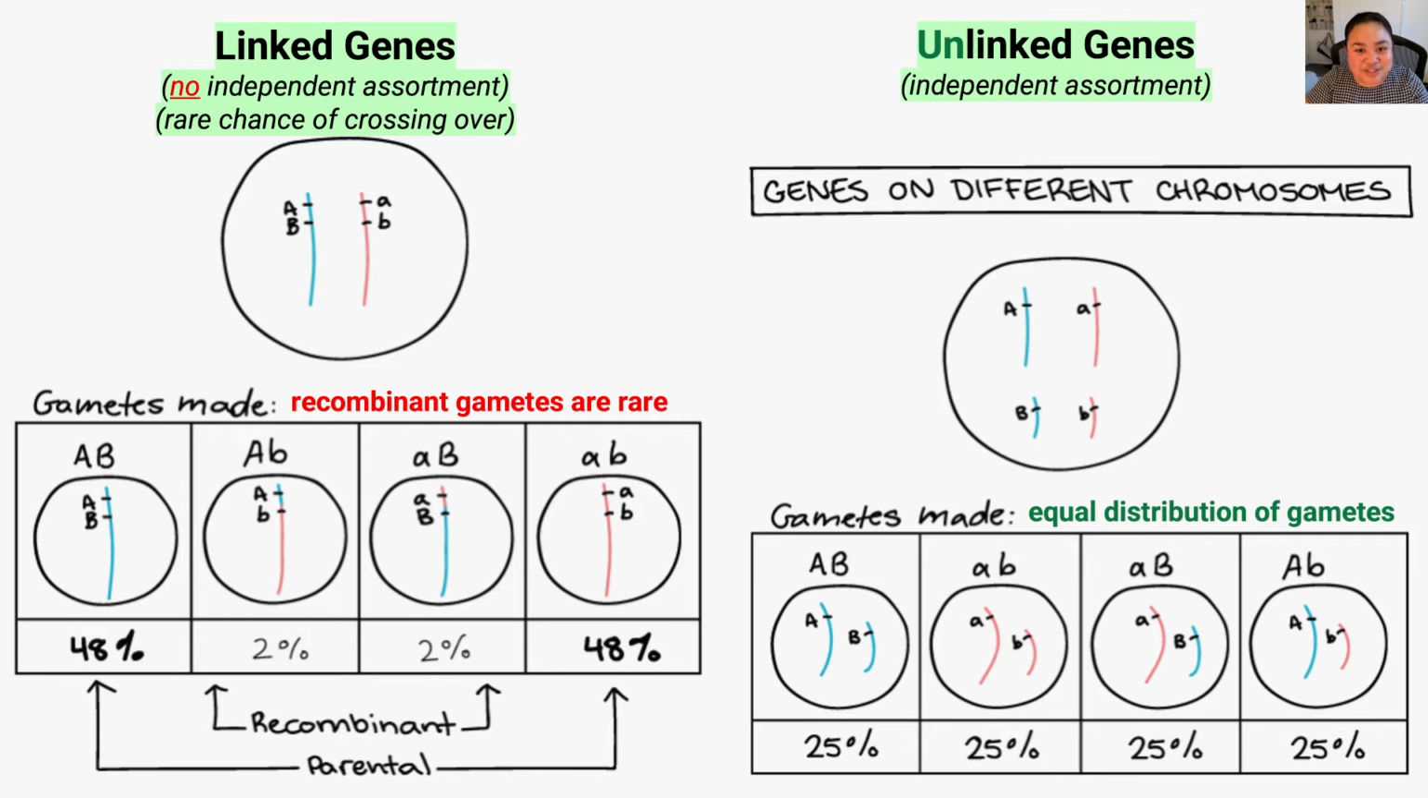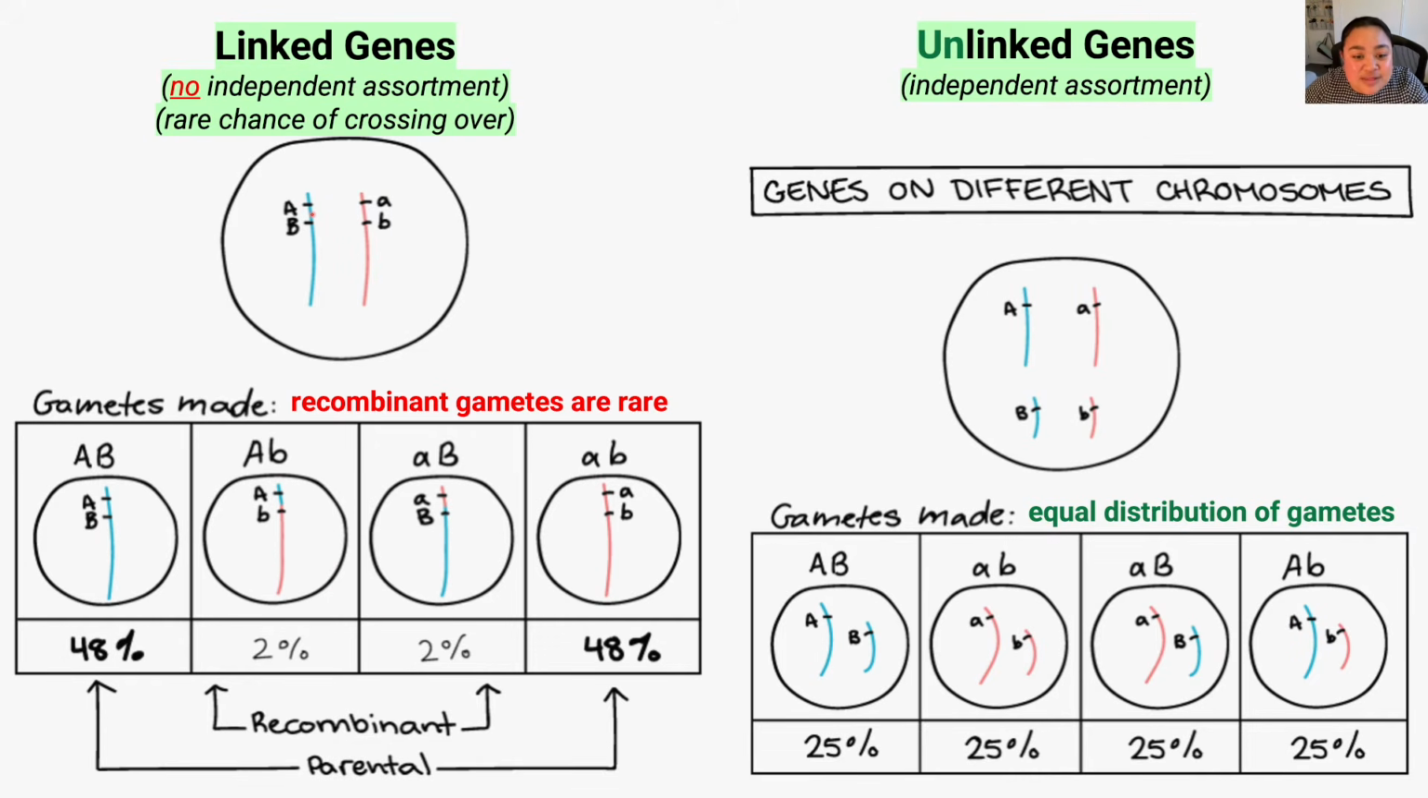I just want to put these two scenarios side by side so you can see the differences between the gametes made between linked genes and unlinked gene scenarios. You can clearly see that when genes are linked, almost all of the gametes will have a parental combination of alleles. So these are the parental combinations of alleles, and 96% of all the gametes have the parental combination. And only a very small percentage of the gametes will have undergone crossing over and form the recombinant combination of alleles, so only about 4%.